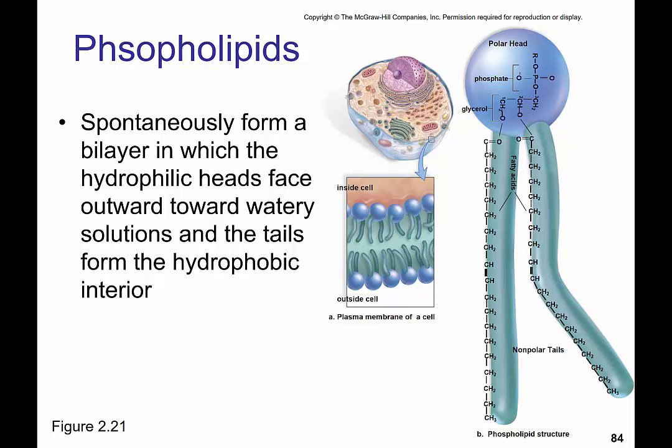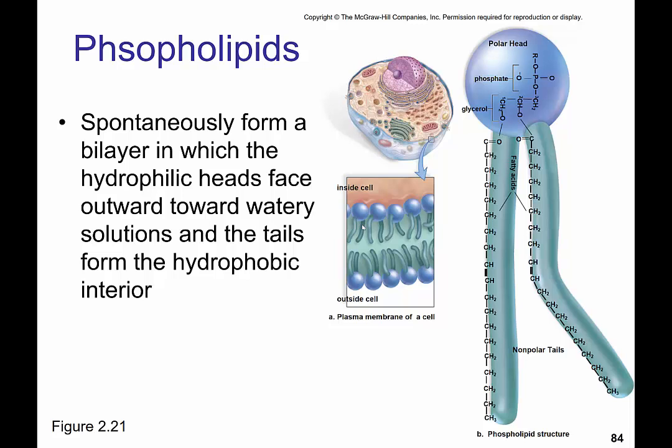Phospholipids are a major component of the cell membrane, and they spontaneously form this bilayer, or 2-layer, in which the hydrophilic heads face outward towards the watery solutions and the tails form the hydrophobic interior.